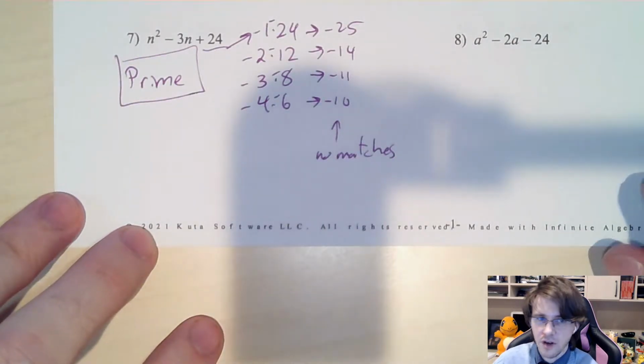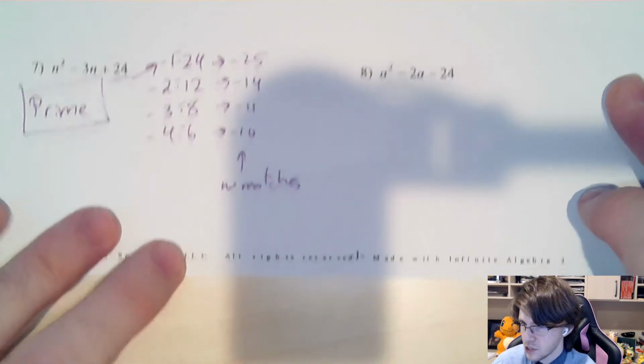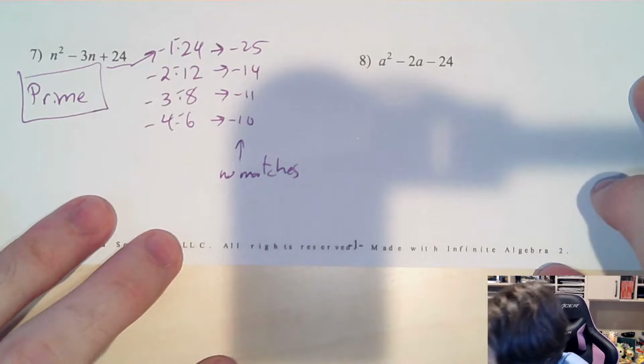Prime means you cannot factor it any further, at least in this situation. It has a slightly different definition overall, but that's good enough to say you can't factor it further.